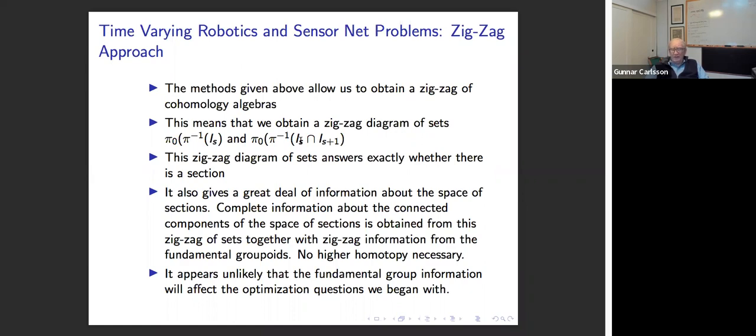Some of the others is completed now. This description of the set of components of the space of sections, that is completed. I mean, we're revising the manuscript and so on, but that is done. And so we can show that we can get at this graph of components. And of course, the analysis of the fundamental group is, from the computational point of view, still problematic.